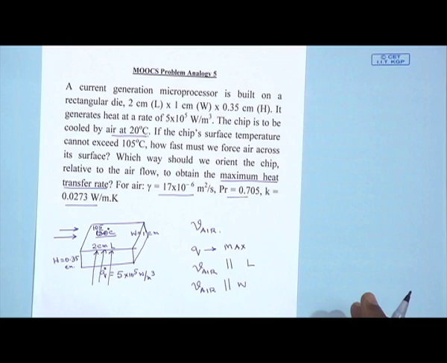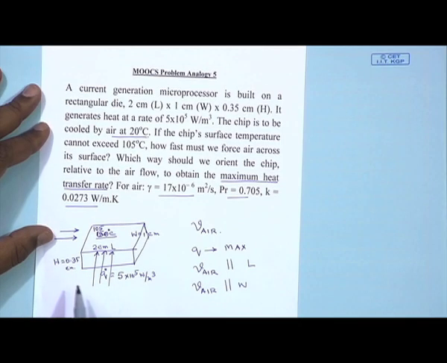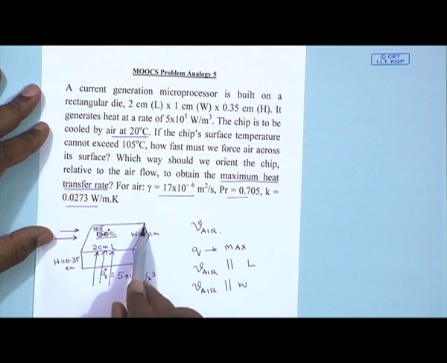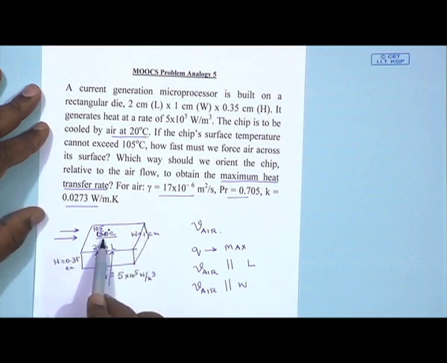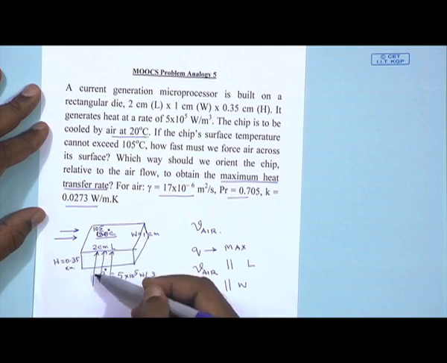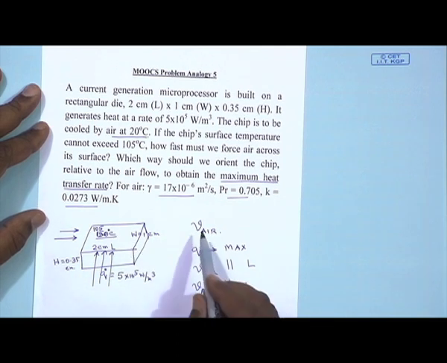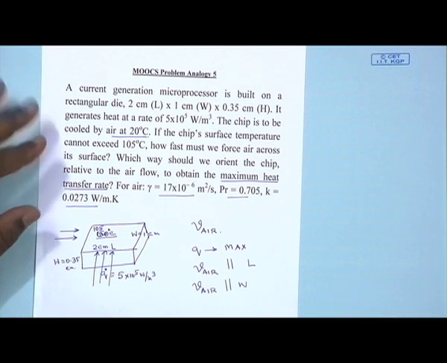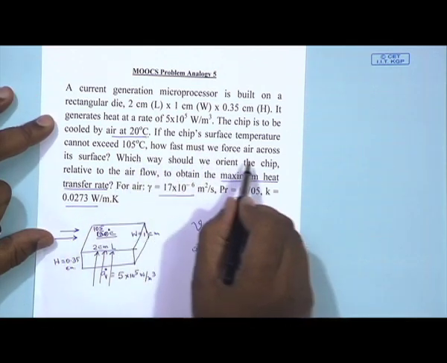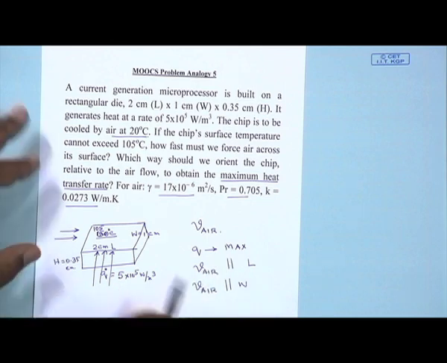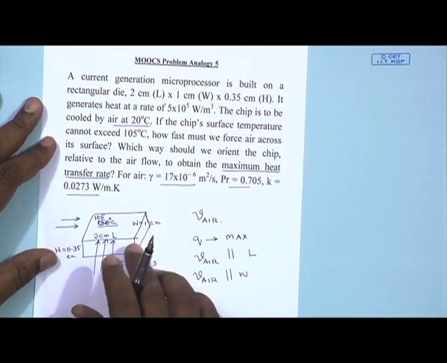So we would solve the problem which I introduced towards the end of the last class. You have a microprocessor built on a rectangular die whose sides are 2 centimeter and 1 centimeter, which has to be kept at 105 degrees centigrade, and you are going to have airflow either along this length L or along the width W. You need to calculate the velocity of air in order to maintain the temperature at 105, and in which way we should orient the chip.